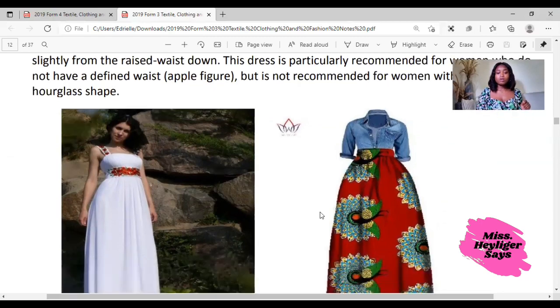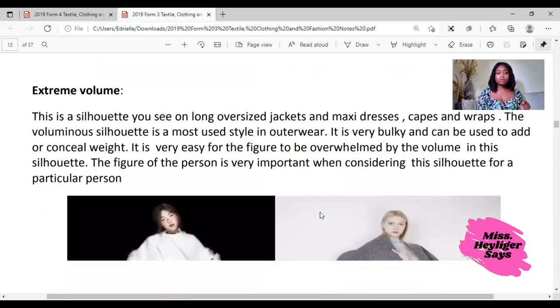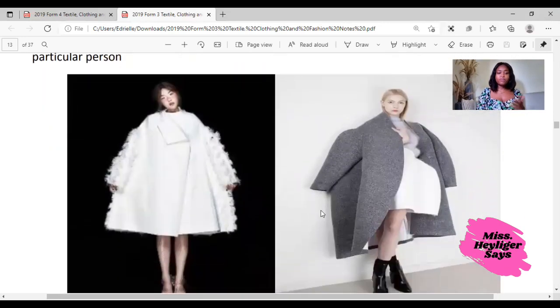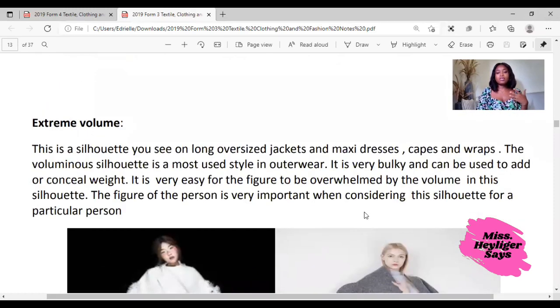So this is quite interesting. Then we have our extreme volume, which is a silhouette that tends to be used more on runways to create emphasis and whatnot. So these are like runway looks. So you probably wouldn't wear it. But in your daily life, when you do things like layering, if you have like winter jackets and whatnot, you would see extreme volume silhouettes come into play.